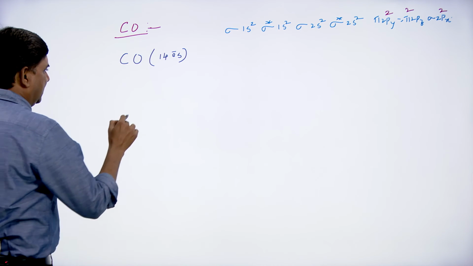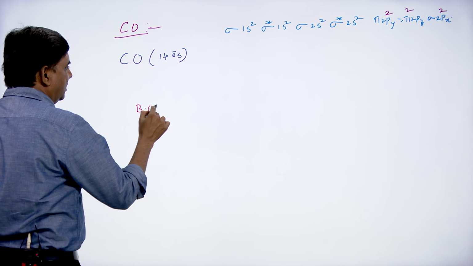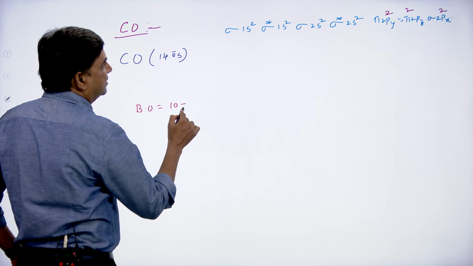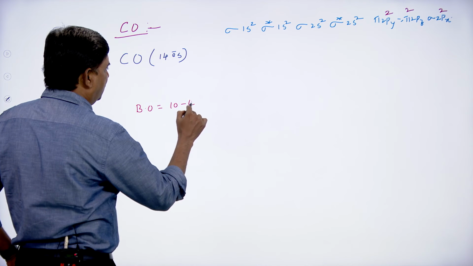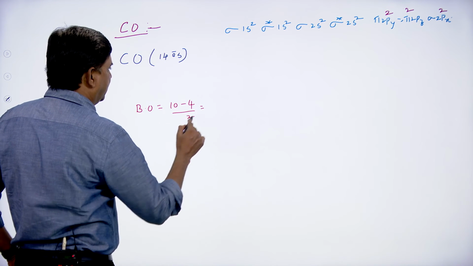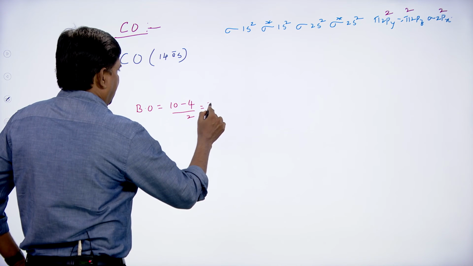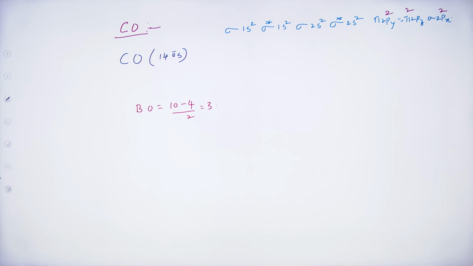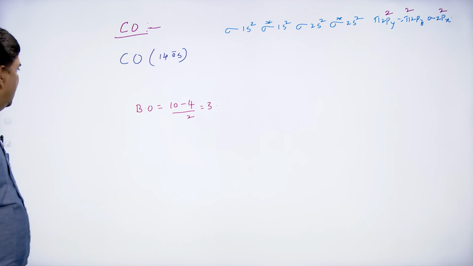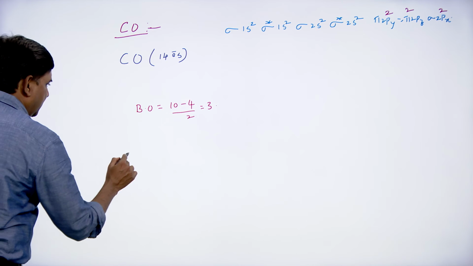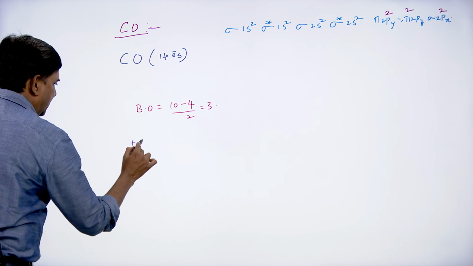Then if you calculate the bond order, how much does it come to? My bonding electrons are 10 and anti-bonding electrons are 4, by 2 is equal to 3. Bond order is 3. Now let us see the CO plus. Formation of CO plus.